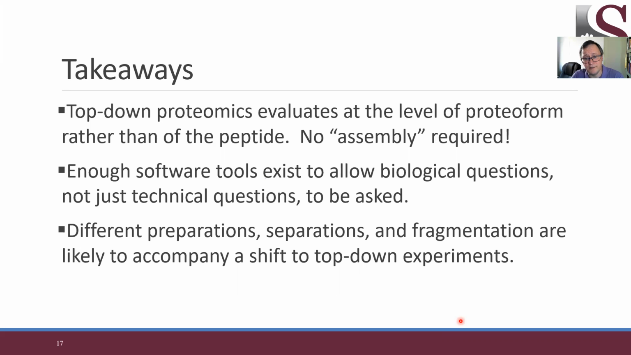Different preparations, different separations, different fragmentations are all likely to accompany a shift to top-down experiments. You shouldn't expect that today you use the instrument for a shotgun and tomorrow you use it for a top-down and then you switch it right back. You're probably going to need different pumps, you're probably going to need different kinds of columns, etc., for being able to use the instruments in this way.